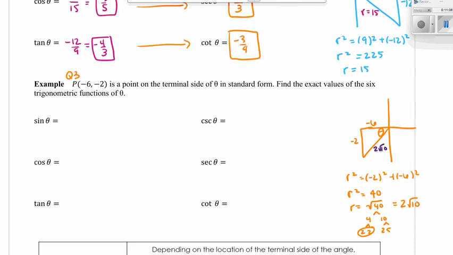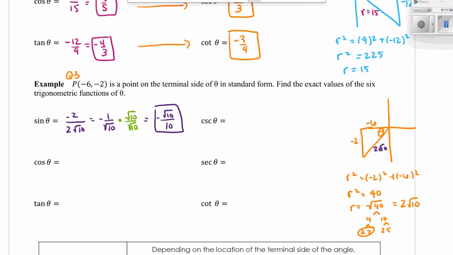And now I can find the sine. So sine is the opposite over the hypotenuse. So -2 over 2 root 10. The 2's, because they're not underneath the radical, we can simplify. This is -1 over root 10. And then we don't like to have radicals in our denominator, so you'd want to rationalize that by multiplying by root 10 over root 10. So this is equal to -root 10 over 10.